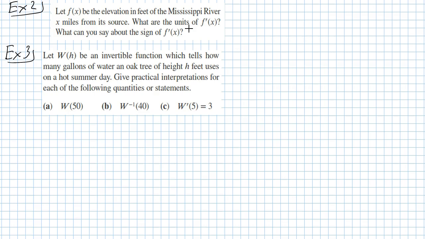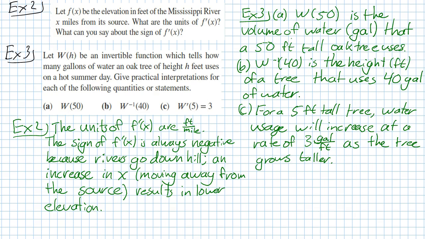And then here, W is an invertible function which gives you how many gallons of water an oak tree of height h feet uses on a summer day. So try to write out what these different quantities would mean. And we will make the answers appear in a few moments. So let's pause it, and the answers will show up in 3, 2, 1. And here are the answers.